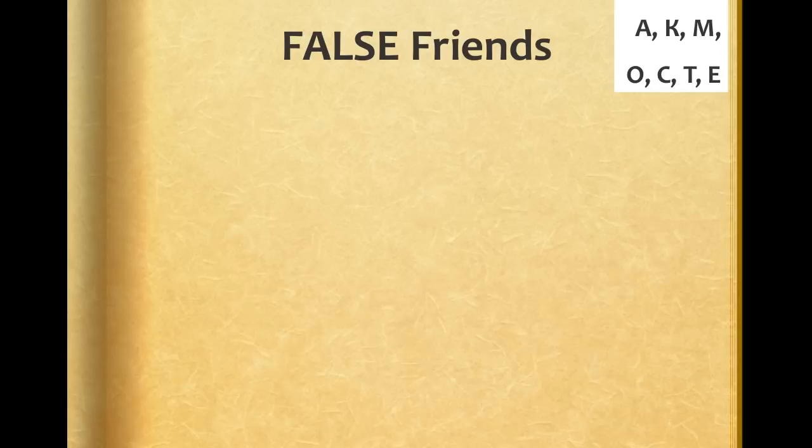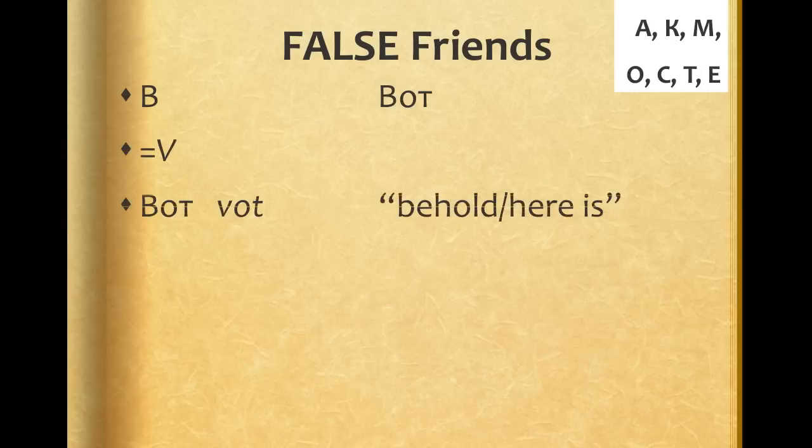Okay, now we start into false friends, the ones that look like English counterparts but actually make a completely different sound in Russian. How about B? Does that look like it says bot to you? Well, you'd be wrong. It is actually the Russian word вот. And you hear this word a lot in Russian. It's sort of a filler word. It means behold or here is when you're presenting something to somebody.